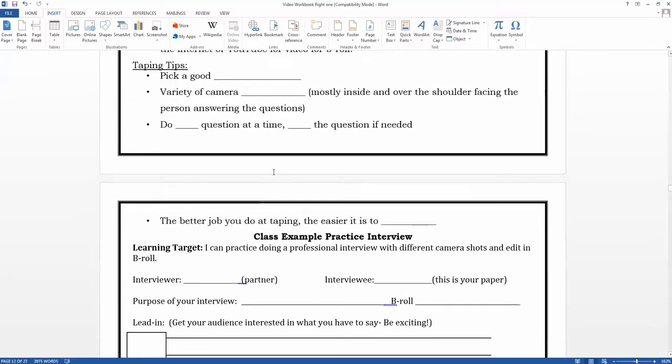When you are done, oops, you know what? There's one more that got cut off here. The better job you do at taping, the easier it is to edit. So write edit on the line.